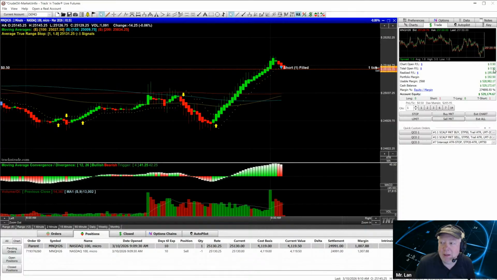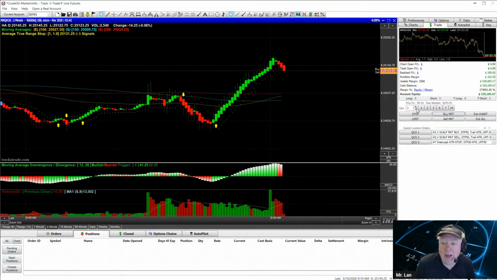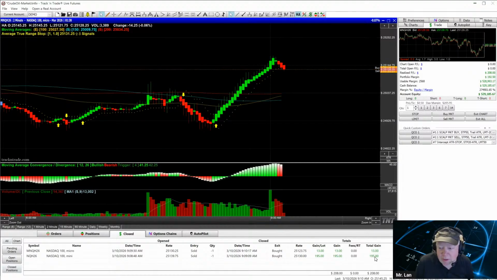Okay, we've made our, well, let's see if we make some money first. Let's try and make some money. Okay, we're up $11. All we have to do is hit buy market. And now buy market, we just made some money. So we have our two closed out positions. One of them was $195. One of them was $13. So depending on how aggressive you want to be in the market can determine which market you want to trade.